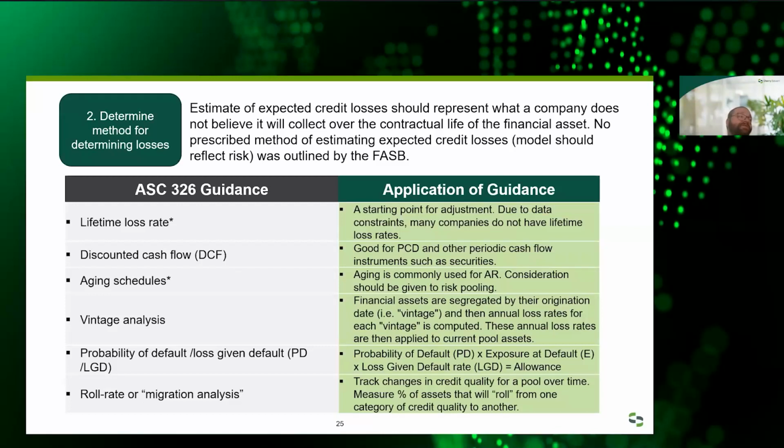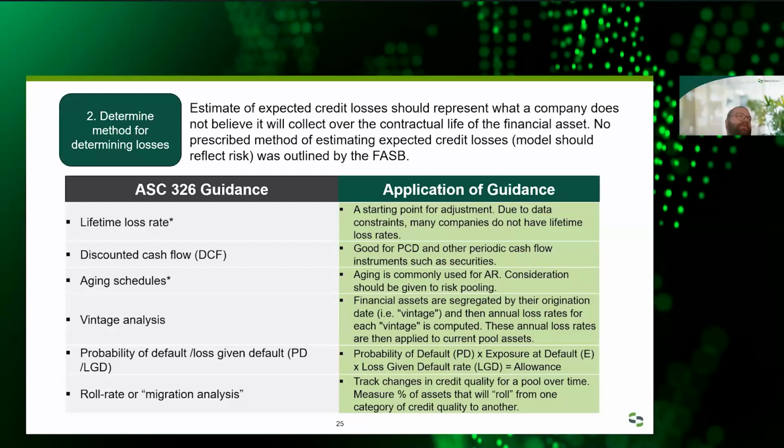A few other ones are the vintage analysis. Again, this is where you segregate your financial assets by their origination date, or their vintage. And then on an annual basis, you determine what the loss rates were for each of the vintages. And then you apply that vintage loss rate. Year one, we lost 10%, year two, 5%, or whatever it might be. You apply that to the current outstanding balance. And of course, as we'll keep hammering, adjusting for current conditions, future forecasts, that kind of thing.